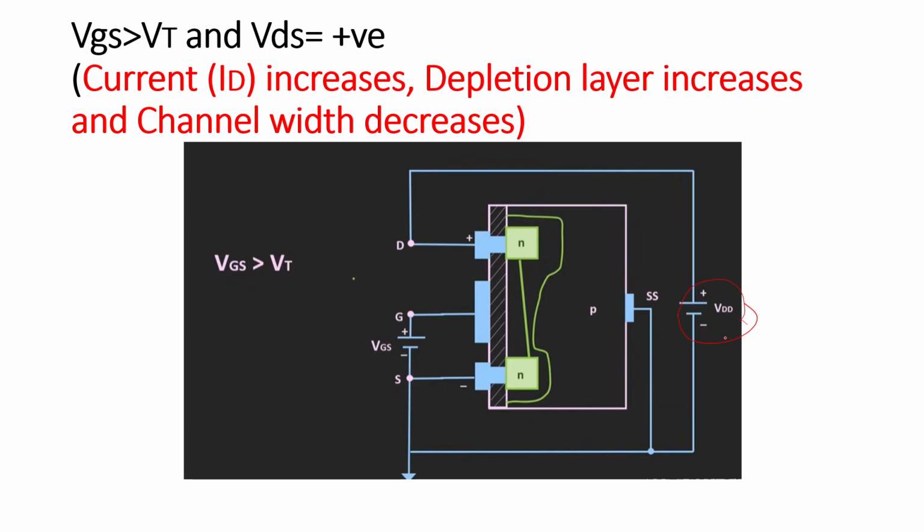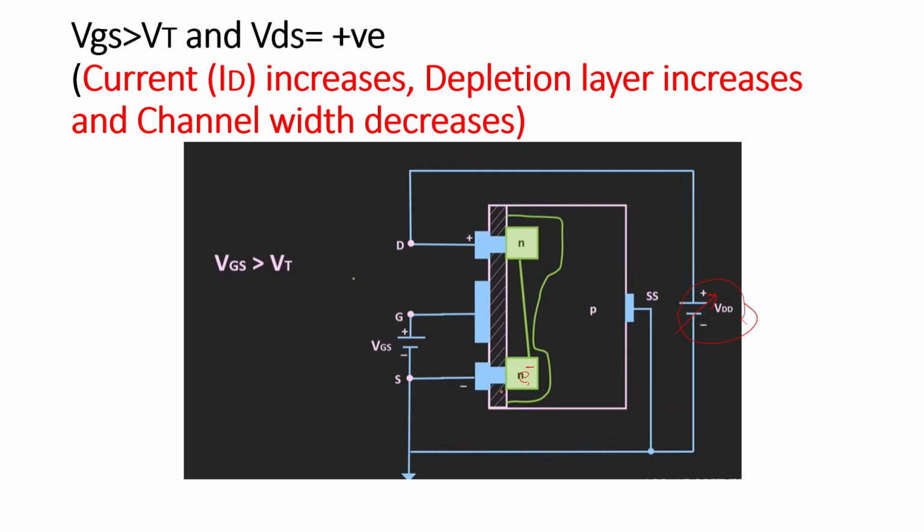So what happens when you apply voltage across the drain and source? The positive polarity here should attract the electrons, and the negative here should repel the electrons. So the electrons will start moving from the source towards the drain. When the movement increases due to the increase in VDS, the depletion layer becomes larger.